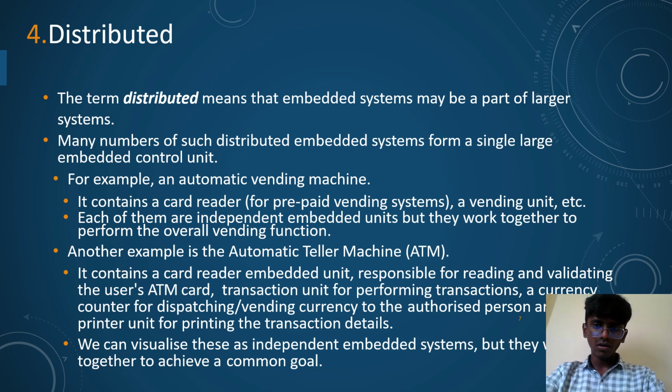If not, we can take another example of ATM, automatic teller machine. It contains a card reader embedded unit responsible for reading and validating the user's ATM card, a transaction unit for performing transactions, a currency counter for dispatching or vending currency to the authorized person, and a printer unit for printing the transaction details. These are all some embedded units present in ATM machines. They all perform their individual activities in order to perform the ATM function.